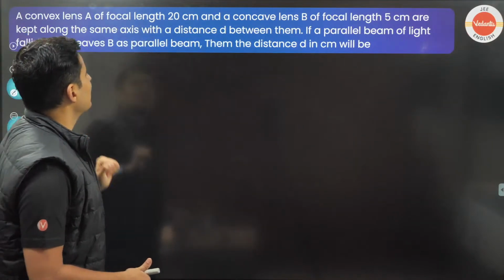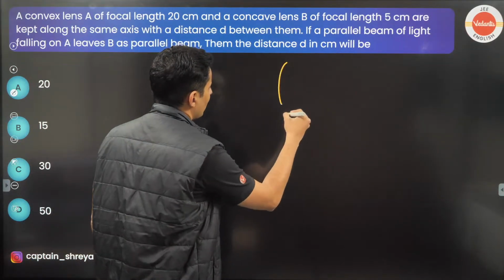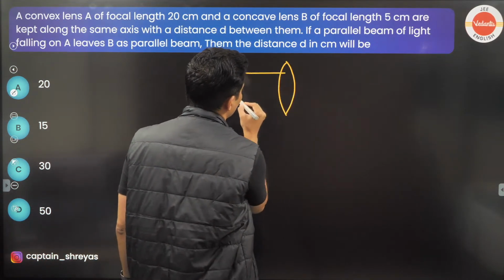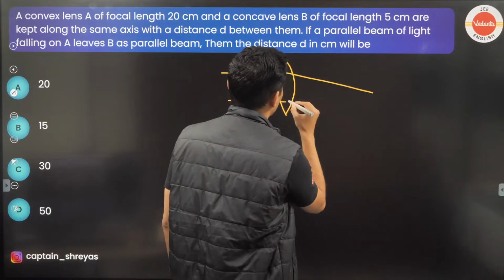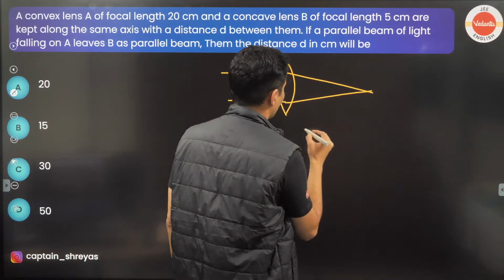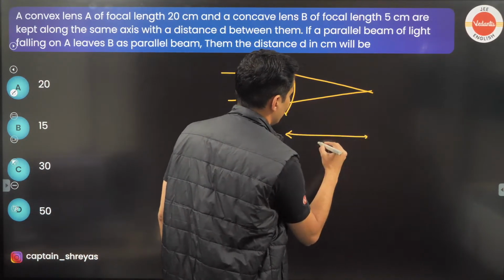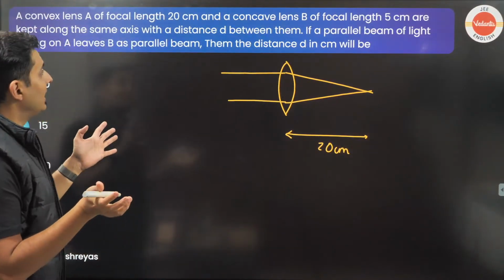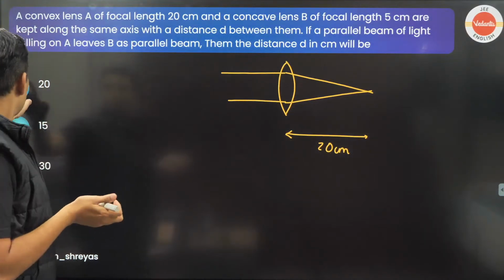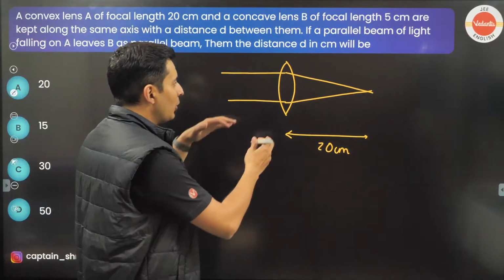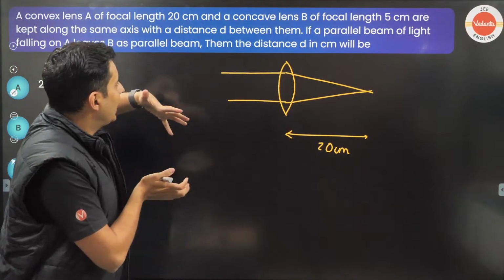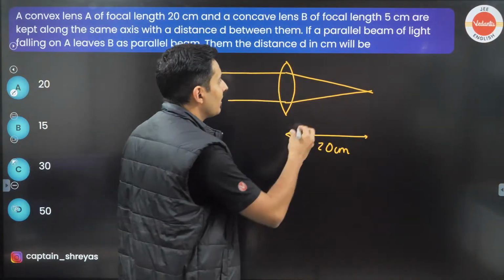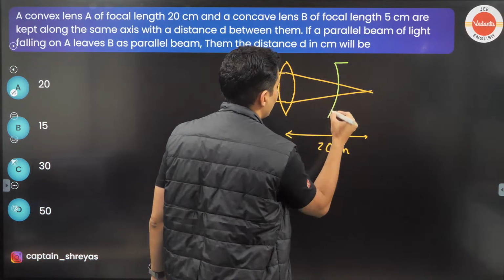The convex lens is there of focal length 20. This is your convex lens. So focal length is 20. That means if the rays are parallel, then the rays meet somewhere over here. So this distance is 20 centimeters. Now there is a concave lens, so it diverges. So you put a concave lens in between, so that the rays which are merging again become parallel.